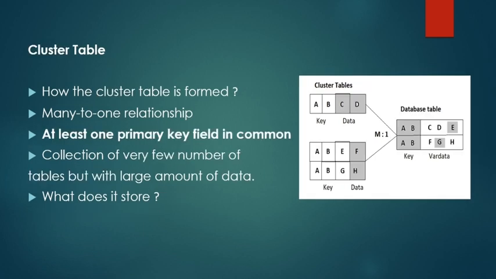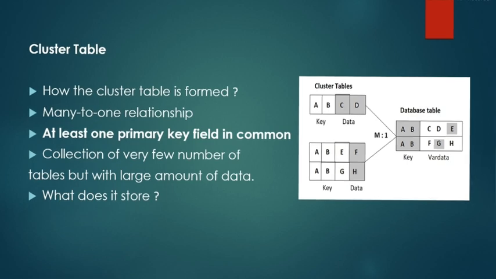So the next is cluster table. In case of cluster table, the same key fields of different tables are combined to form a cluster table. Observe it carefully. There are two different tables. There are same key fields also, A, B. Those are combined to form the resultant cluster table. So it also has a many-to-one relationship. Cluster table must have at least one primary key field. This has been satisfied with respect to our diagram. This is a collection of a very few number of tables but a large amount of data. It stores continuous text like documentation.